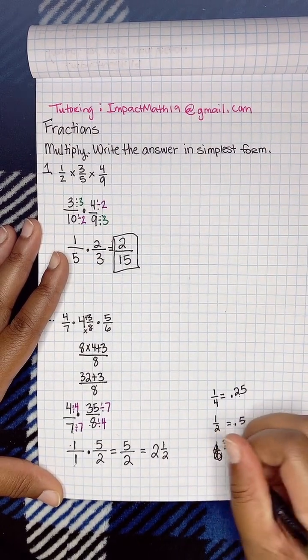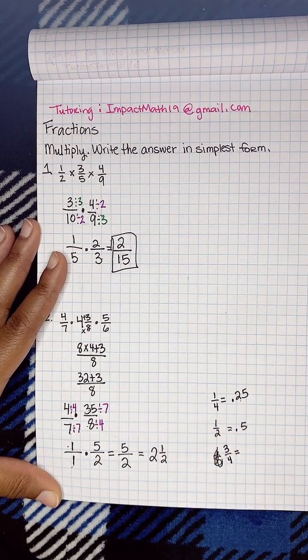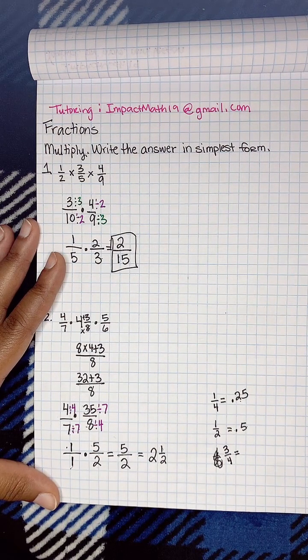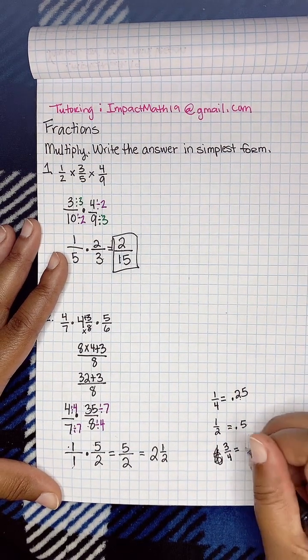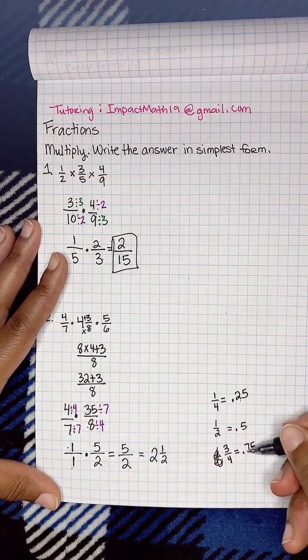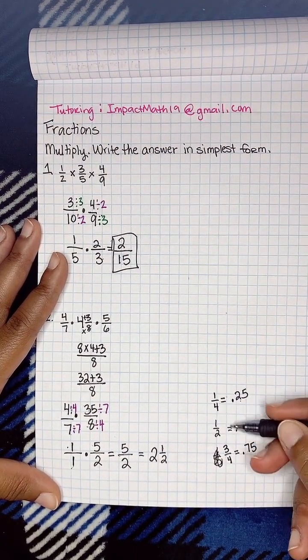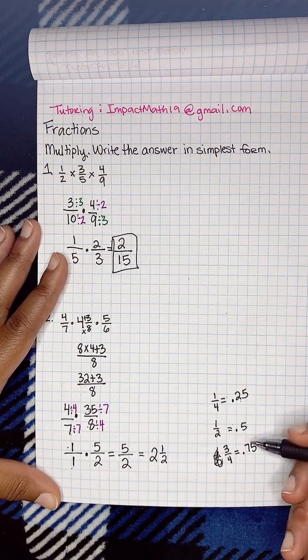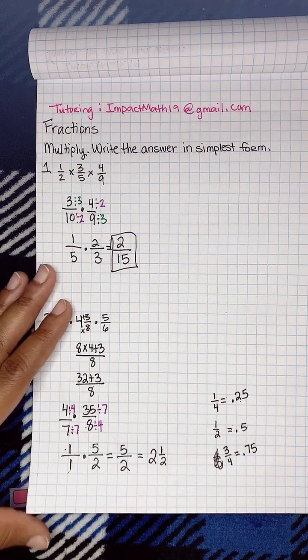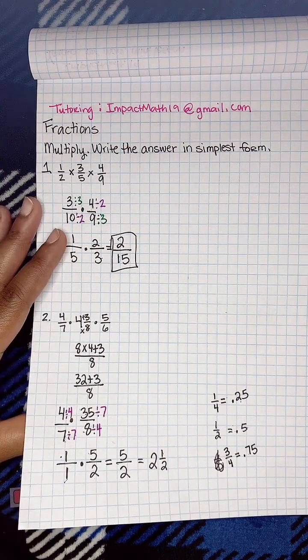So 3/4 is how much? 75. Yes. 75 cents. And these are very common. A fourth, a half, and 3/4. Equate them to money, and then it will stick, hopefully, sooner.